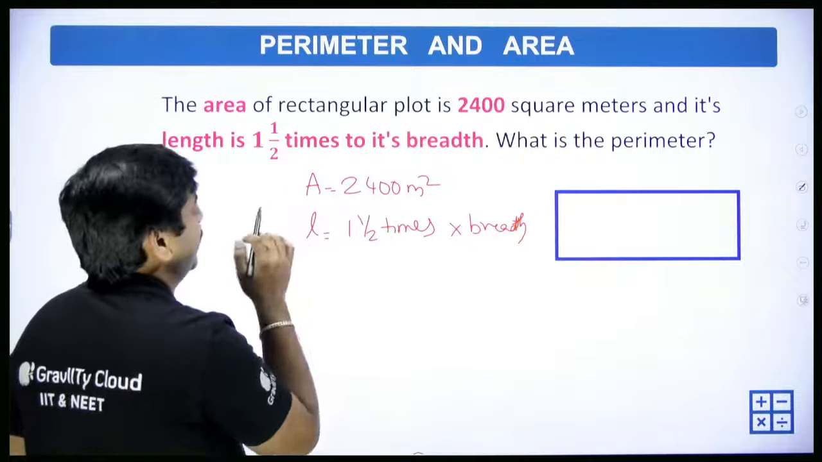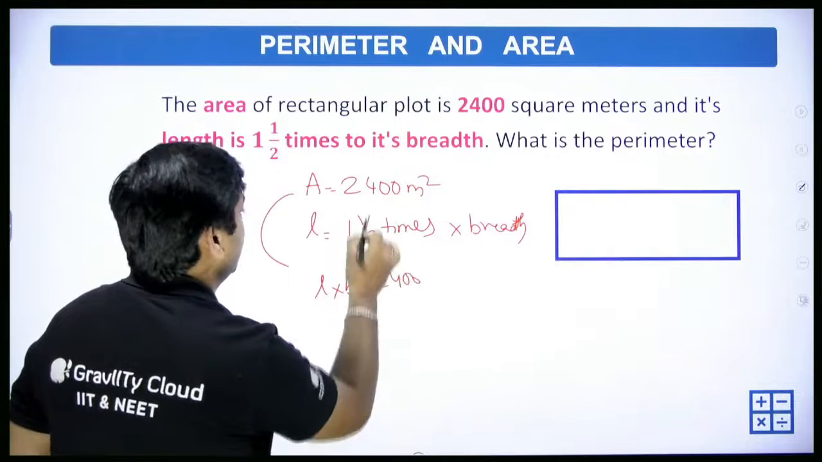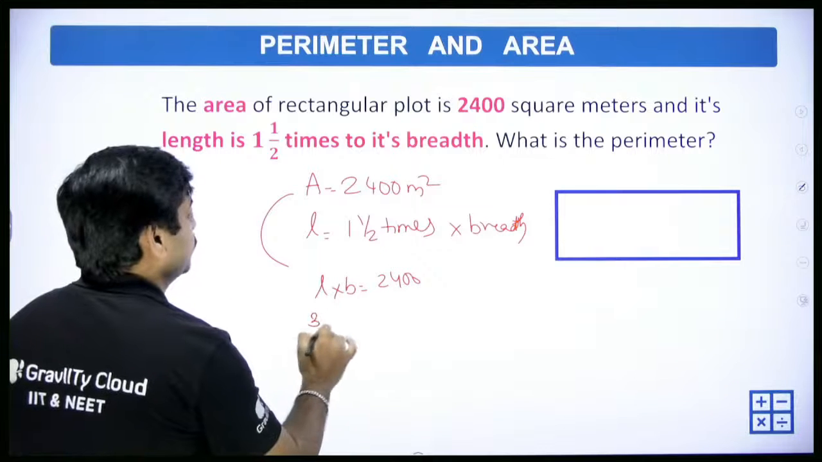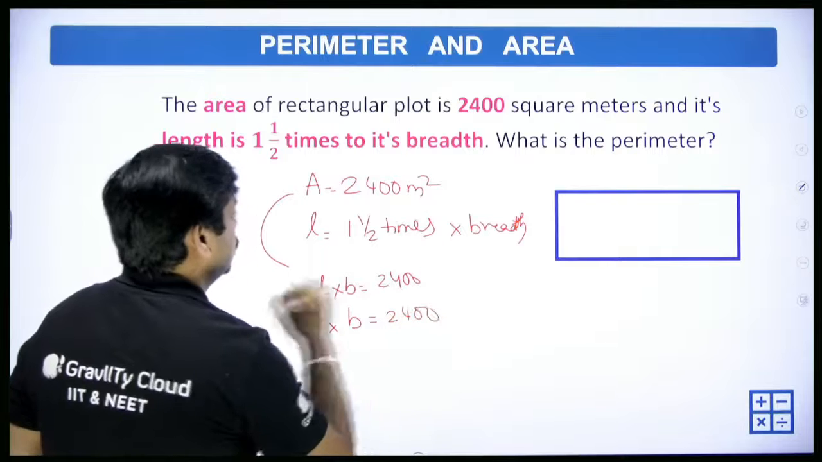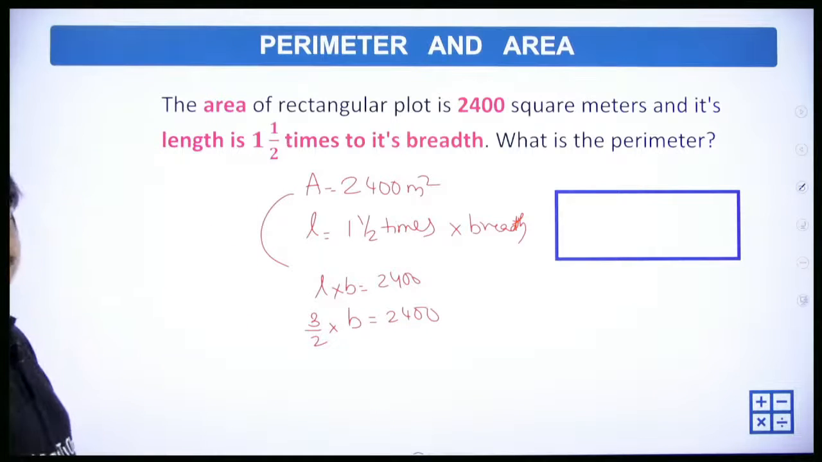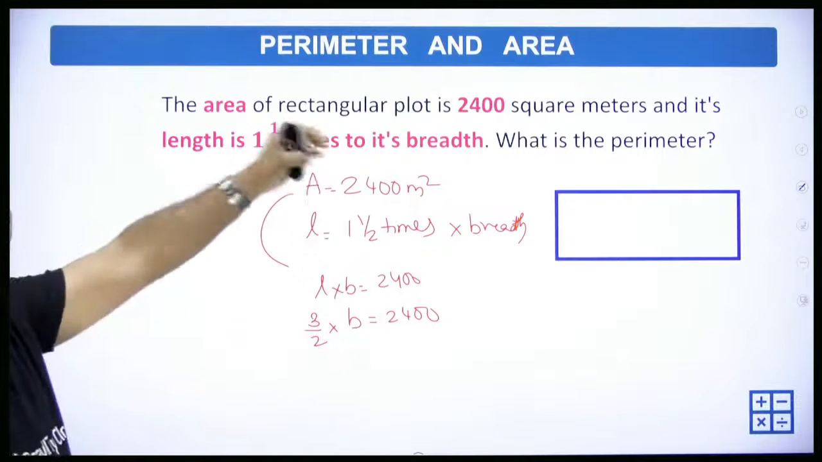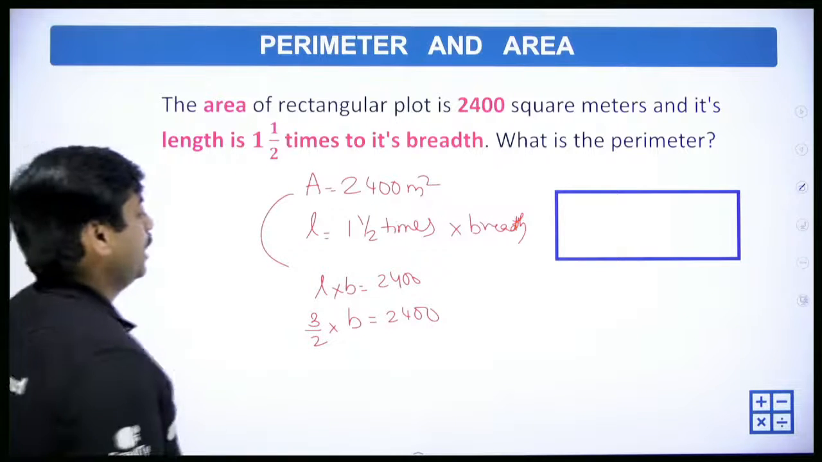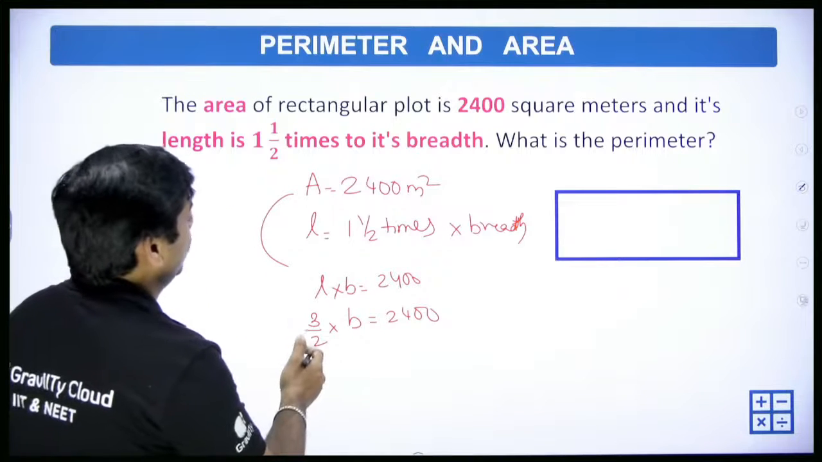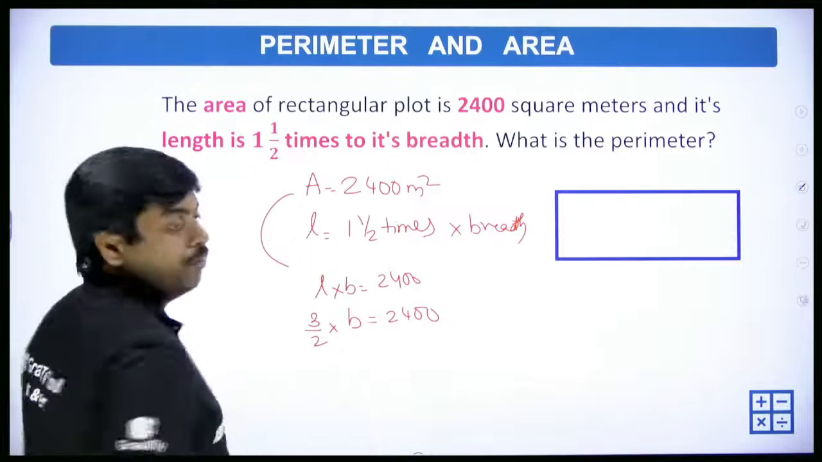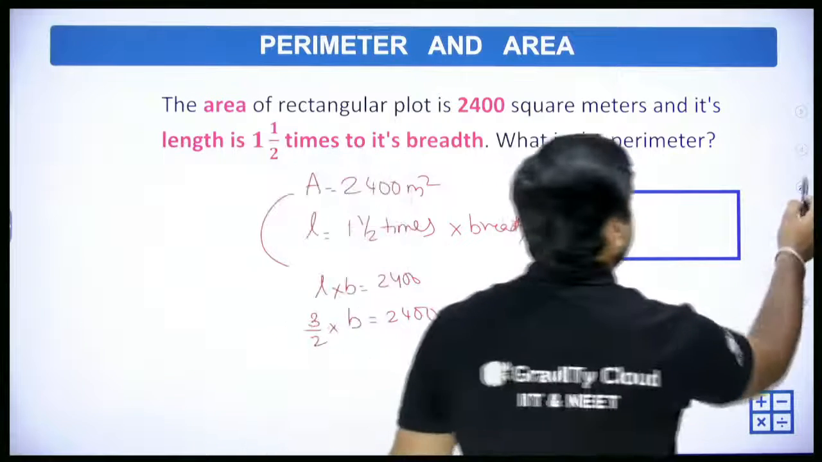The area of the rectangle is given. Area is equal to length into breadth, and length into breadth is equal to 2400. So length is 3 by 2 into breadth is equal to 2400. You can calculate from here the breadth, and from the breadth we need to go back to perimeter, right? It's not actually 3 by 2, it's 1.5 times its breadth. Let me calculate that once again, let me bring the correct calculations here.